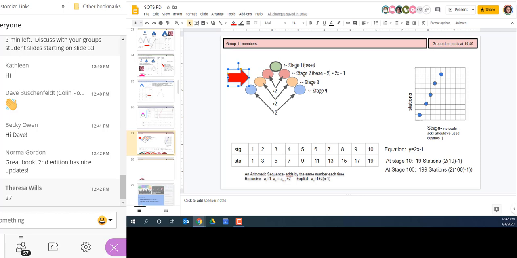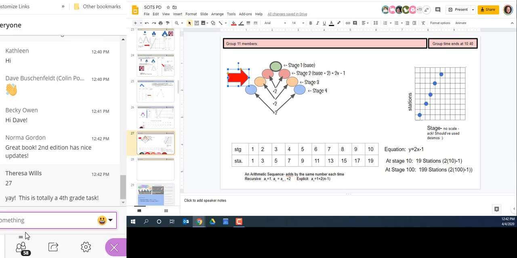Hi, I teach 4th grade, and I was trying to think of a very visual way to show my students the progression of the pattern. So using color codes to show like there's the first level of the station and then what's happening at each subsequent level or stage. Wonderful. Thank you for sharing, and thank you for bringing up the grade level too. This is absolutely appropriate for 4th graders.